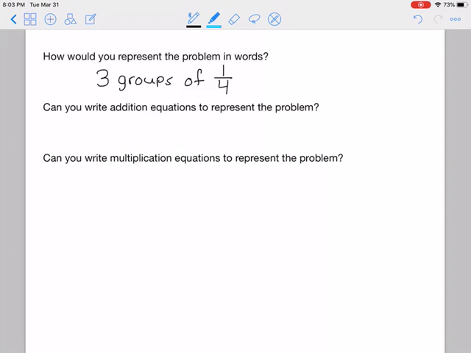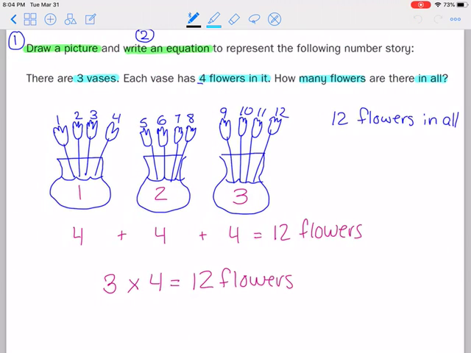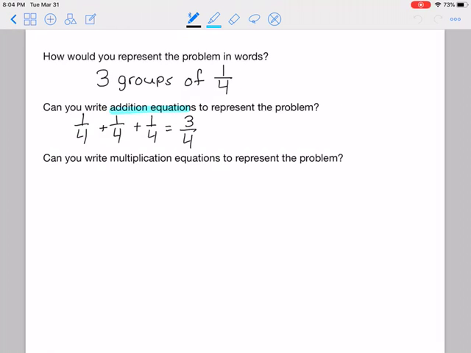How could we write that as an addition equation to represent the problem? Well, we know that 1/4 plus 1/4 plus 1/4 equals 3/4. That is our addition equation. Now, if you remember in the math message, we showed that 4 plus 4 plus 4 equals 12 can be turned into a multiplication equation. 3 times 4. 3 groups of 4. We can apply that same understanding when we're dealing with fractions.